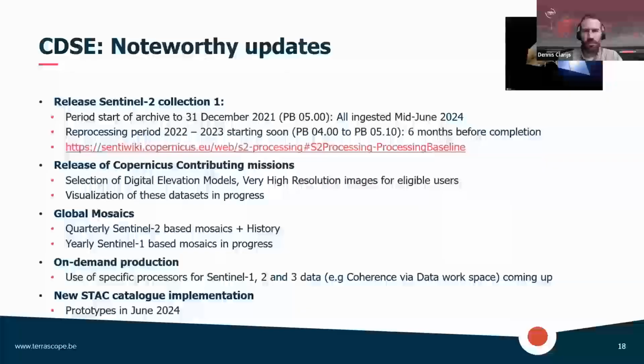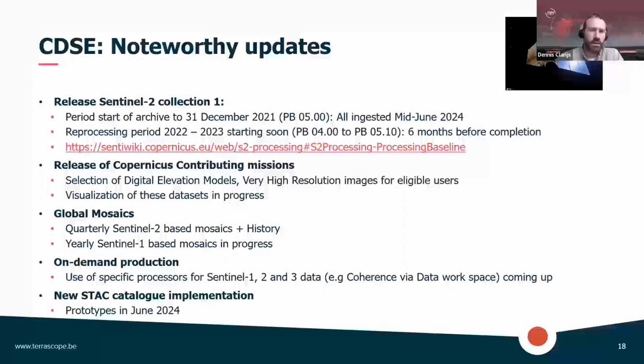So some highlights that we would like to share here, which is also interesting for people using Terrascope, is, I think, that what we get asked most is how about the Sentinel-2 collection one, so the new reprocessed data. When will it be ready? So part of it is already there.